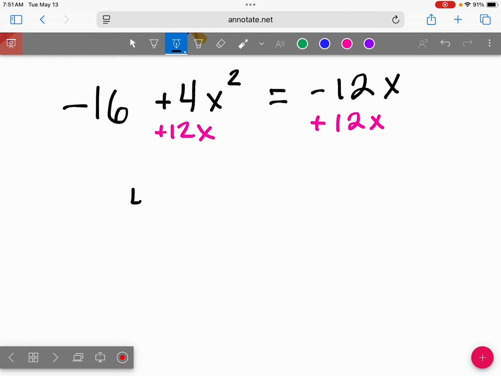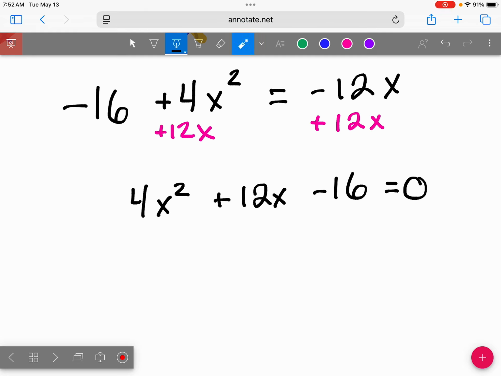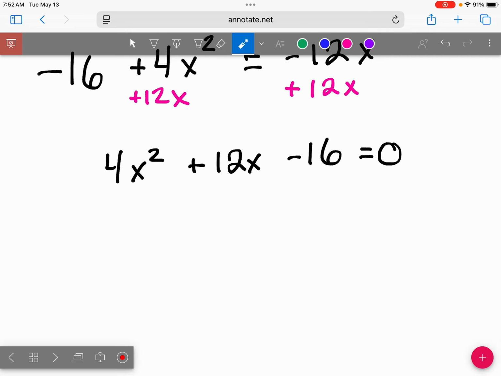So this will give us 4x squared plus 12x minus 16 equals 0. So do not add these guys together. They are not the same thing. Do we take out the greatest common factor of 4? Yes.